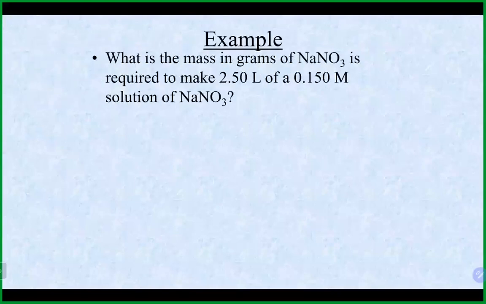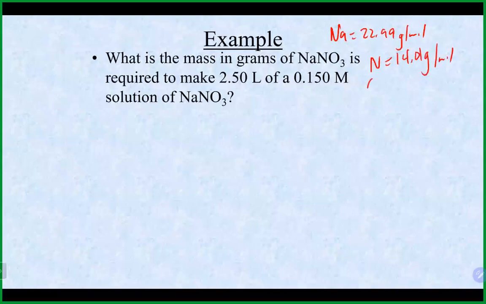What is the mass in grams of sodium nitrate that's required to make 2.5 liters of solution, and make sure that it's 0.15 molar? So give it a go. Sodium is 22.99 grams per mole. Nitrogen is 14.01 grams per mole. And oxygen is 16. All right, so we're looking for how many grams I need to weigh out to make this solution. So see what you come up with here.